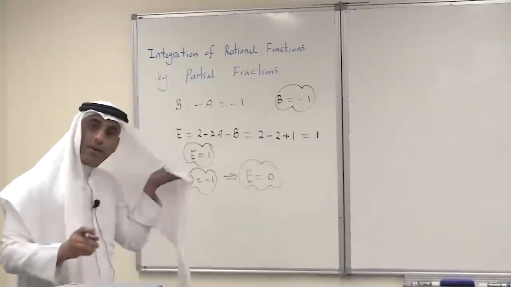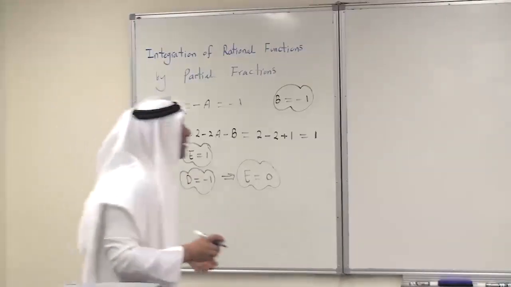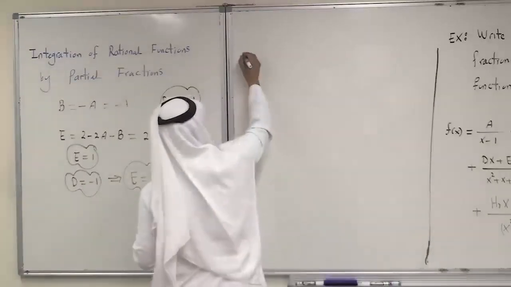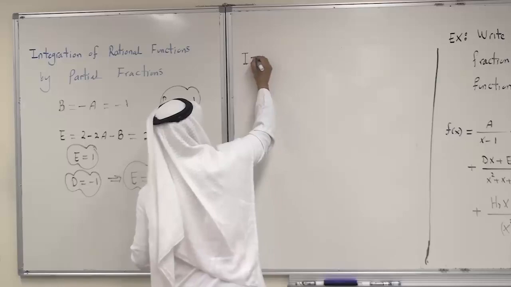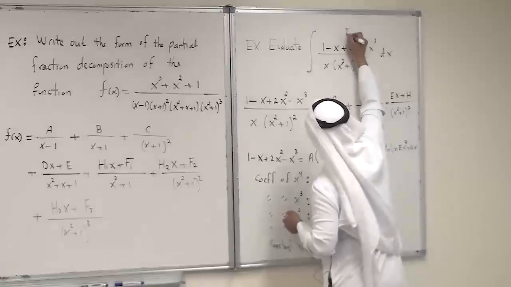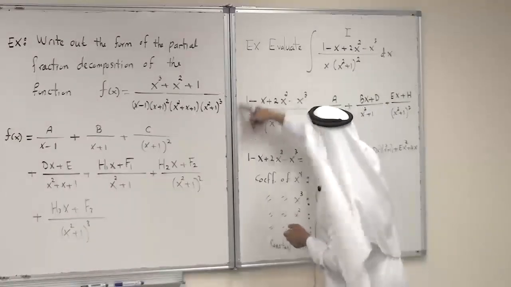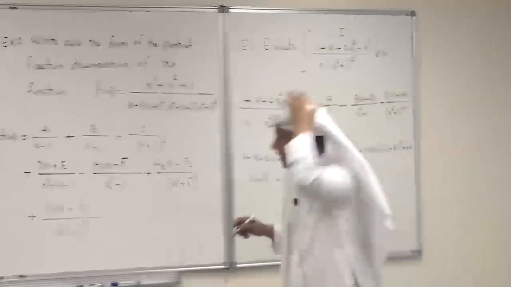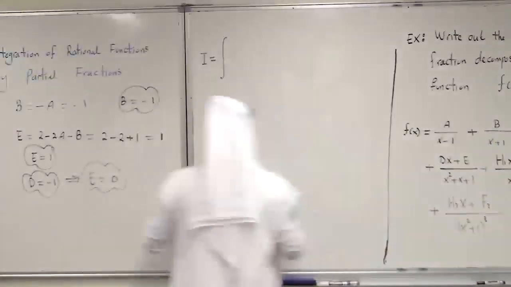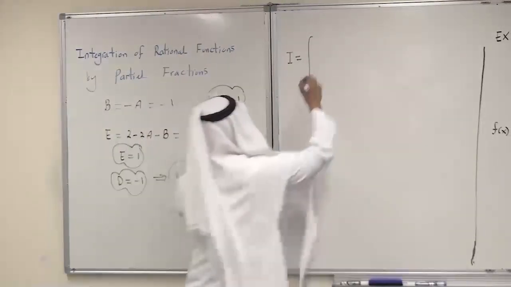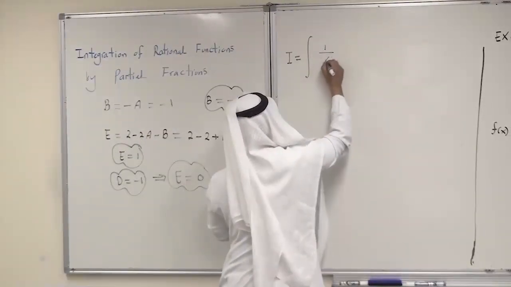How to integrate now after rewriting the function in terms of the partial fraction. Going back to the integral now, I will call this integral I. Integrating the left-hand side is the same as integrating the right-hand side. So I will substitute for these parameters now. I have a equal to 1, so that will give me 1 over x.